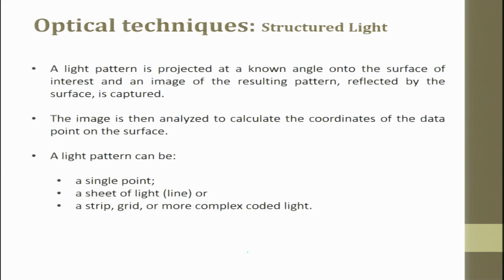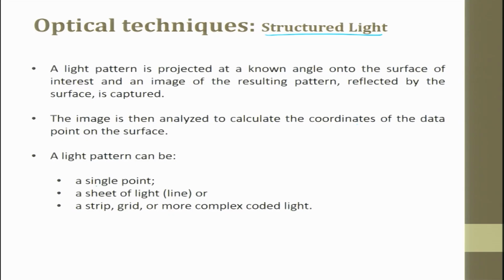The other technique, one was the triangulation technique, the other technique is using structured light. The light pattern is projected at a known angle onto the surface of interest and an image of the resulting pattern reflected by the surface is captured. So, you throw a structured light on top of an object, then from there what gets reflected you start analyzing. The image is then analyzed to calculate the coordinates of the data points on the surface.